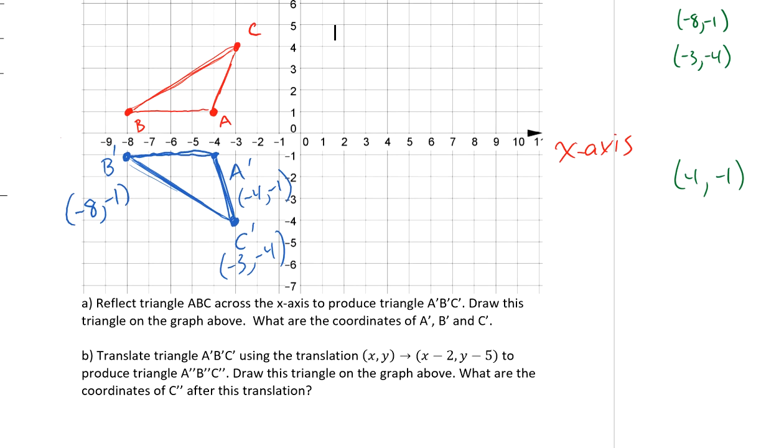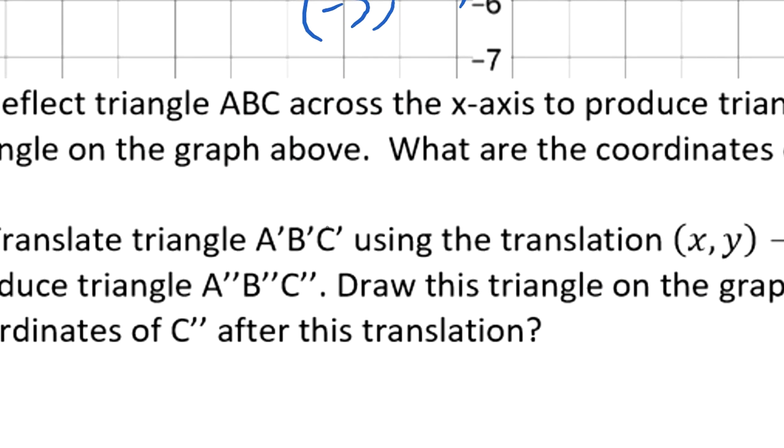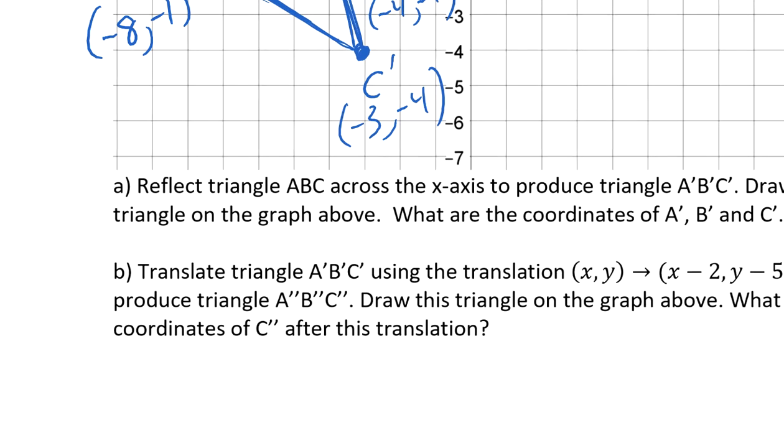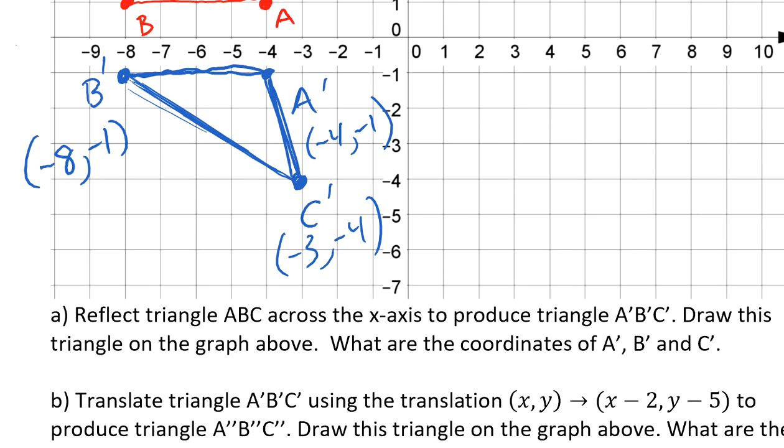Now this second part, part B, it tells me that I'm supposed to start with the triangle that I just created. So I'm starting with A prime, B prime, C prime. Because I'm starting with that, it's kind of difficult because I have to make sure I get the correct one to start with. Now, here's the problem. I don't like the translation rule that I see here, because it says that I'm supposed to take my x values, decrease them by 2, and decrease my y values by 5. And I can tell right now I'm going to run out of room if I do that.